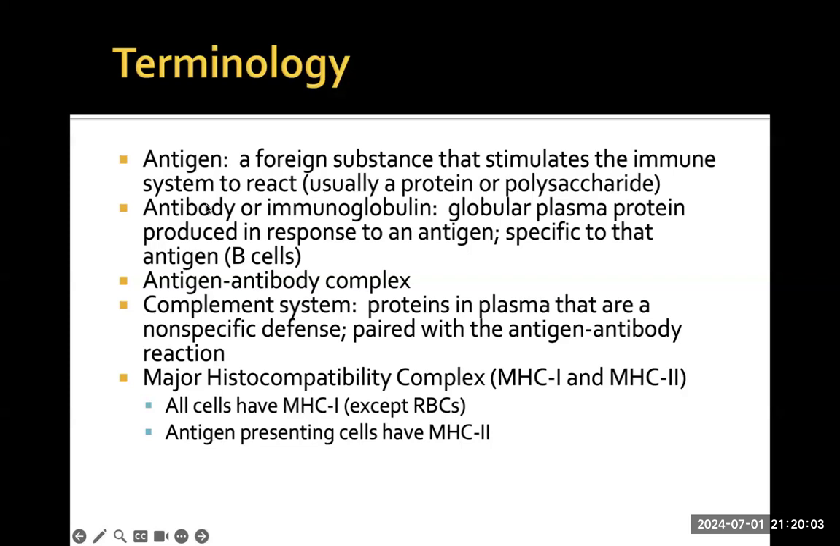An antibody or immunoglobulin is a globular plasma protein produced in response to the antigen, and it's going to be specific to that particular antigen. So it's the thing that's going to help kill off the foreign substance. When you put both of them together, we'll call it the antigen-antibody complex.